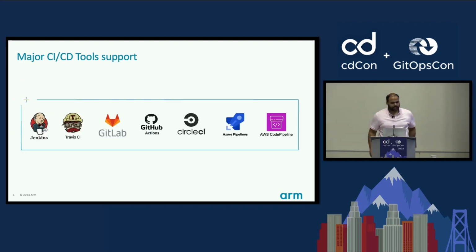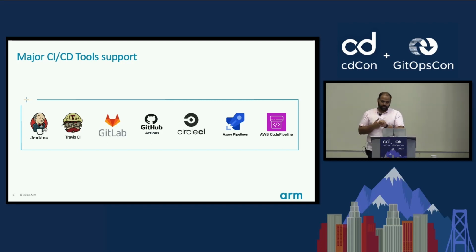Okay, so these are a subset of the major CI/CD tools that support ARM-based pipelines, that support ARM-based runners. So for instance, Jenkins supports an ARM-based architecture, and Travis CI, and there are lots of blogs out there talking about the performance of ARM on these different kinds of pipelines.